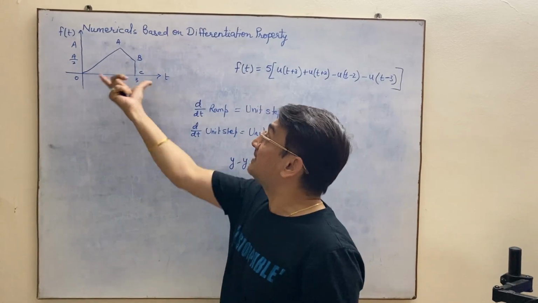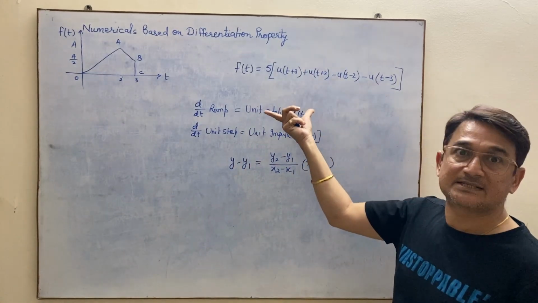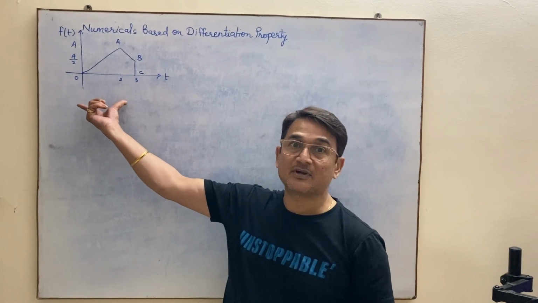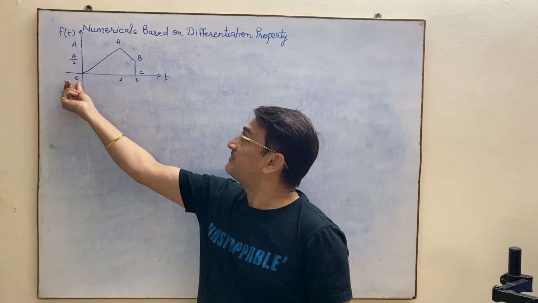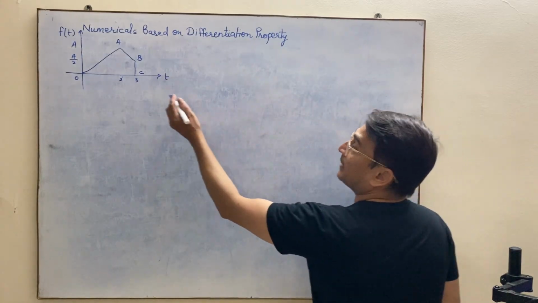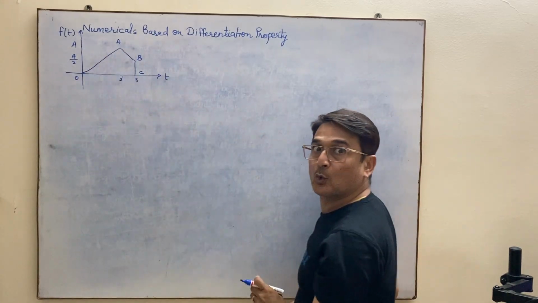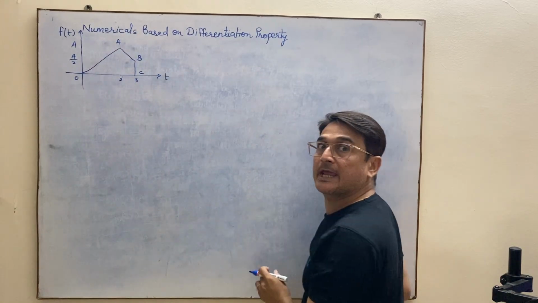So let us take this example. First we will solve this example and then we will solve the other example. In this example the figure is given, which is defined between 0 to 3. Between 0 to 2 your function is line OA, and between 2 to 3 your function is AB.